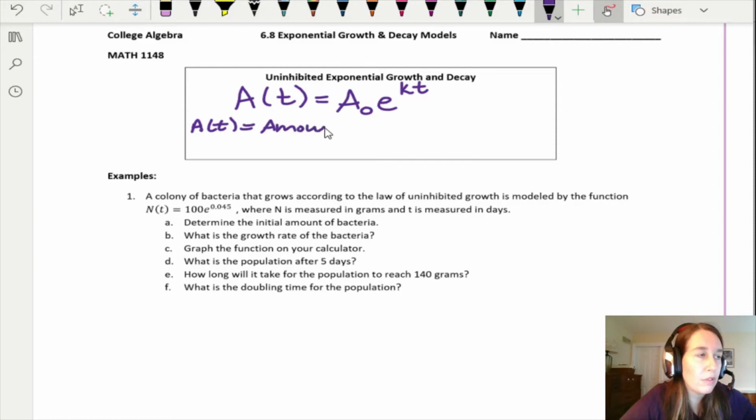All right, so the reason we're using these specific letters is because A of t stands for the amount at time t. So A and t, because it's amount and time, it's not f of x, although this is a function, it is function notation. And then A naught is A with a little sub-zero, and that is the initial or original amount.